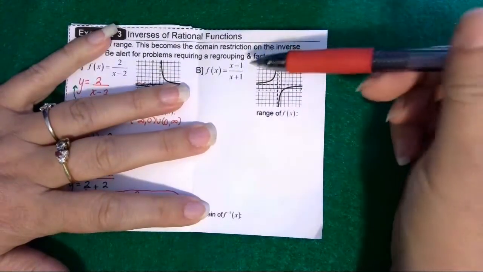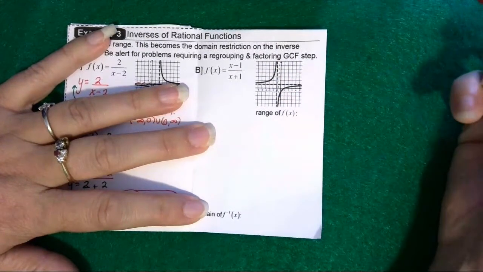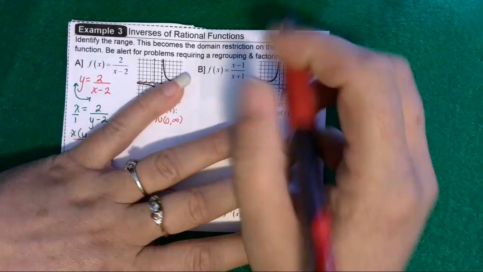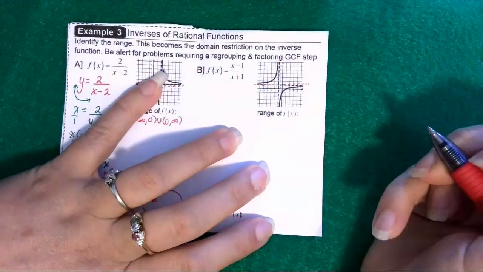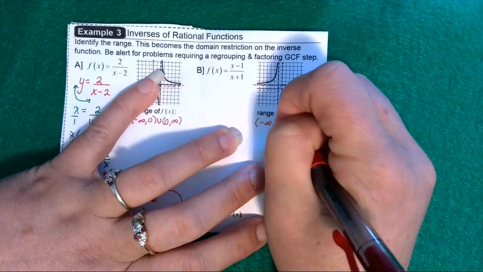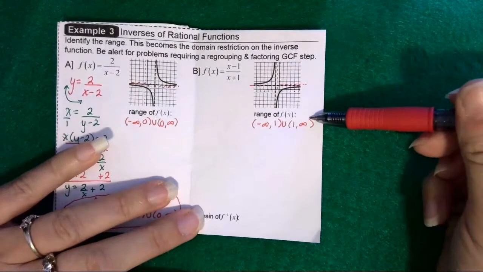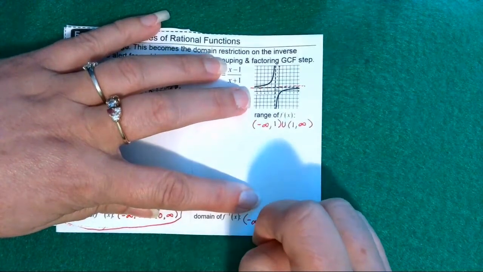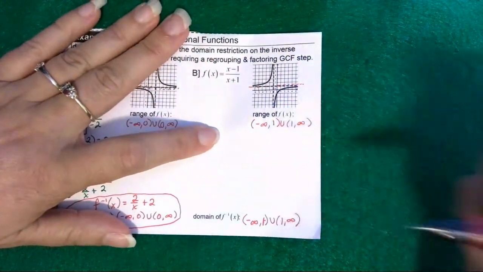Okay, so back to example B, I'm going to look at the graph of f of x and identify its range. So the range, since I have a horizontal asymptote here at y equals 1, that's going to be excluded from my range. So negative infinity to 1 union 1 to infinity, where the 1 is non-inclusive. Okay, that range of f of x will be the restriction on my domain of the inverse. So negative infinity to 1 union 1 to infinity will be the restricted domain.